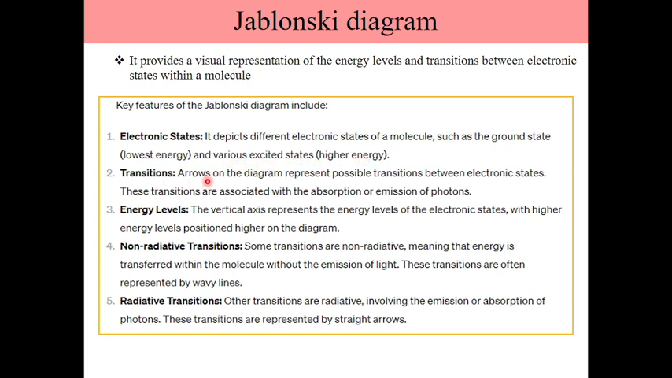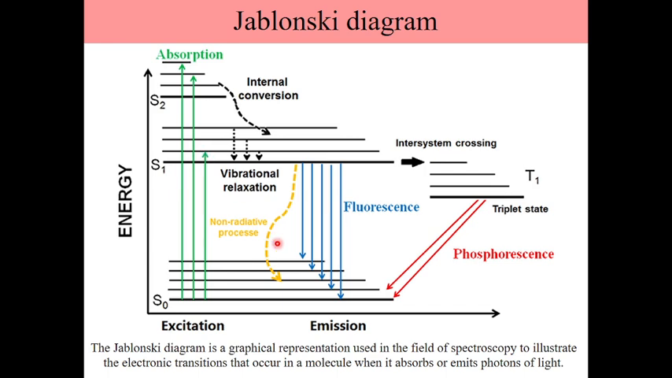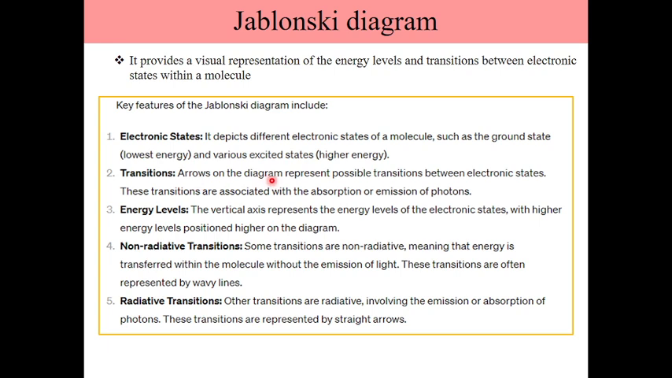Then there are transitions. So all of these direct arrows, right? These direct arrows are the movements of the electrons. So this is transition of electrons. And then let us find out what these dotted arrows mean. So transitions, arrows on the diagram represent possible transitions between the electronic states. These transitions are associated with absorption or emission of photons. Okay, so when absorption of photons happens, the electrons are energetically more favorable to go into the higher energy states, and then they come back to the ground state again by emitting photons in the form of energy.